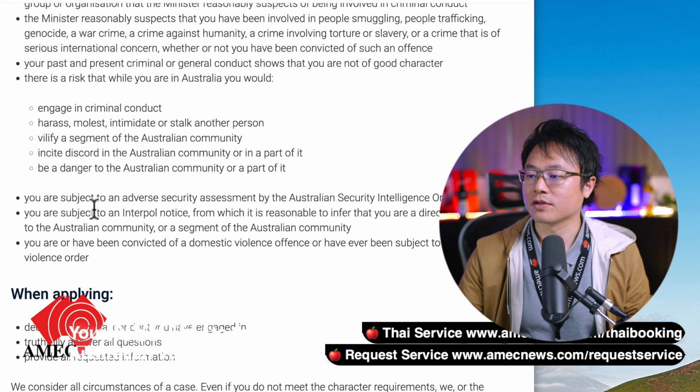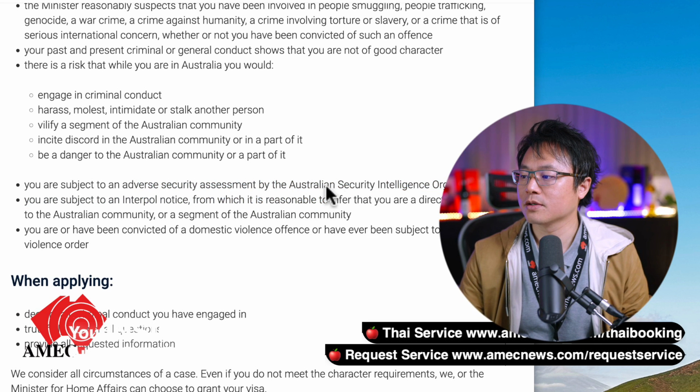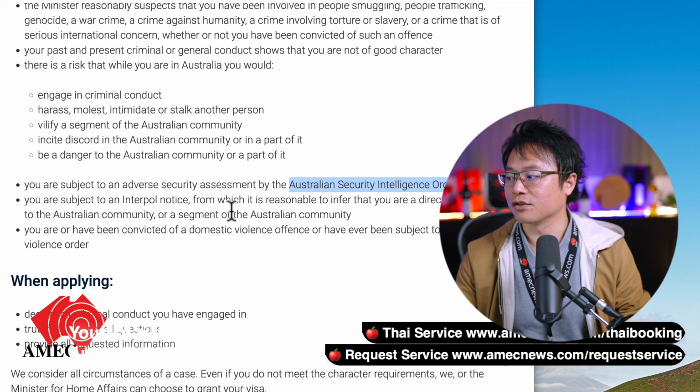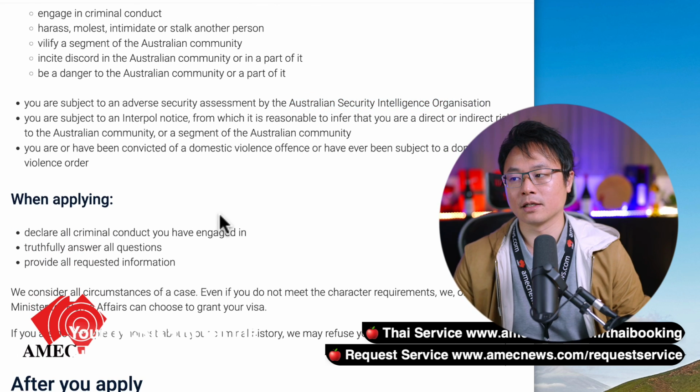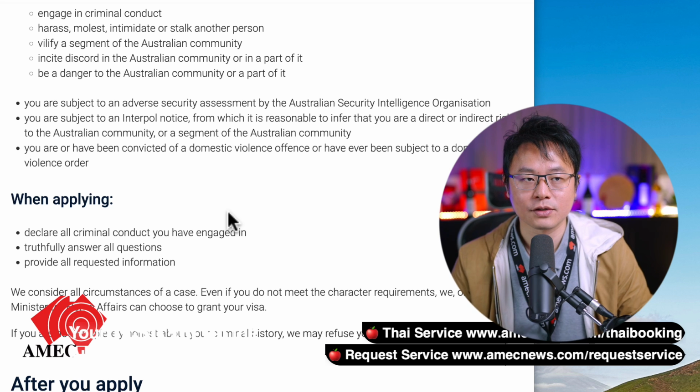Okay, now next one: you're subject to an adverse security assessment. So the Australian Security Intelligence Organisation. Now what is that? That's basically like the 007 organization of Australia.